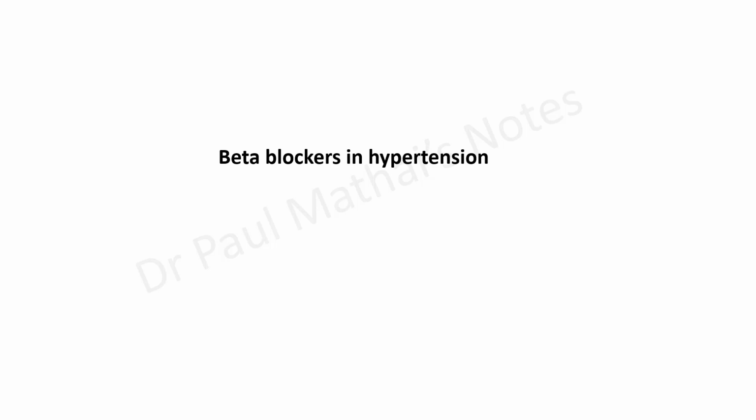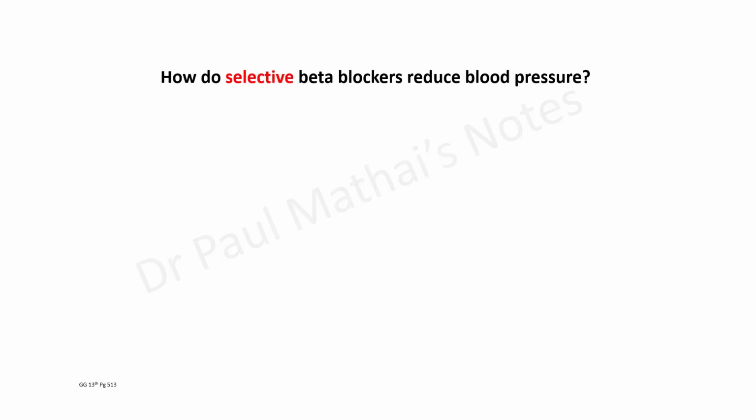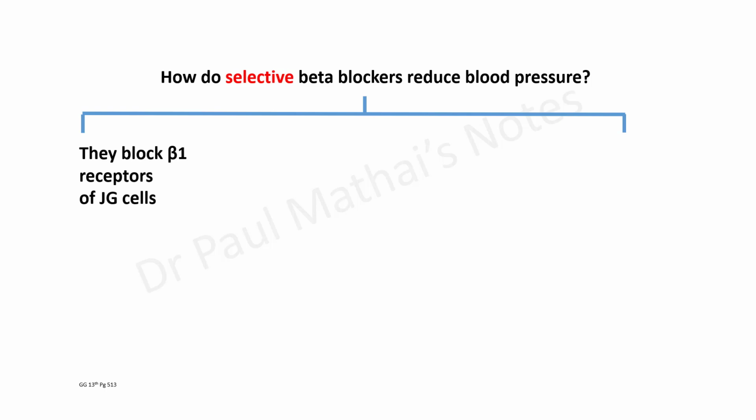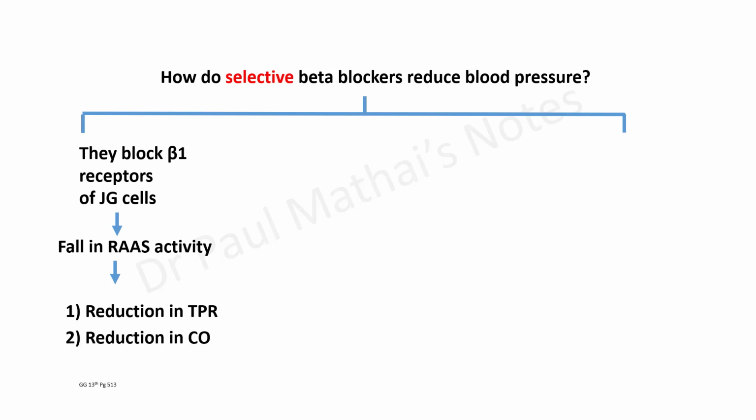And now we move on to beta blockers in hypertension. How do selective beta blockers reduce blood pressure? Well, we know that beta 1 receptors are present in the juxtaglomerular apparatus of the kidneys, and when we block these receptors, there is a fall in the renin, angiotensin, aldosterone activity, and this results in a reduction in the total peripheral resistance and a modest reduction in the cardiac output.